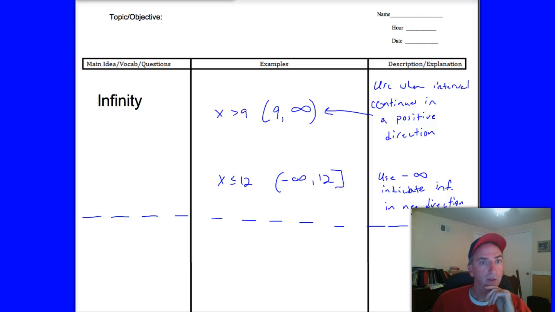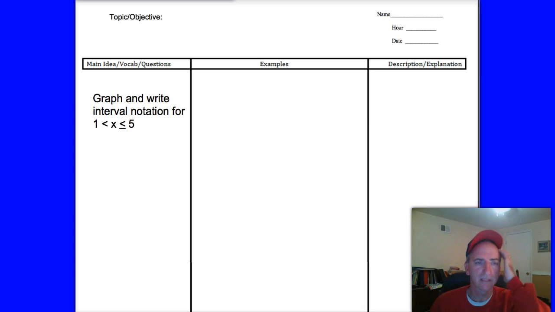Okay, well, here we are back to part two for interval notation, finishing up chapter 3-6. And we just finished talking about infinity and the symbols of the brackets and parentheses. So we put your dotted line down and write down this example right here. It says graph and write interval notation for 1 is less than x is less than or equal to 5.